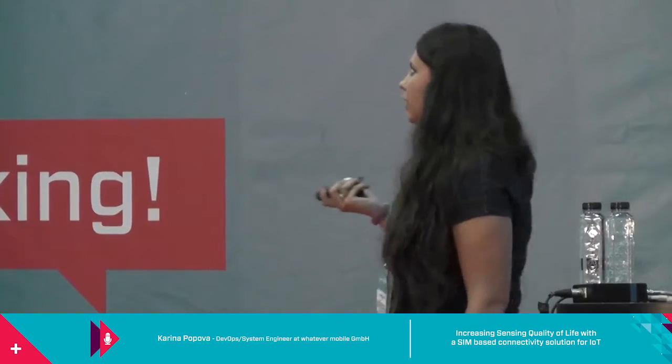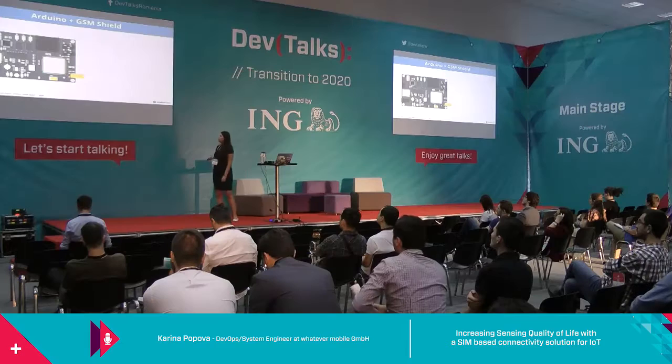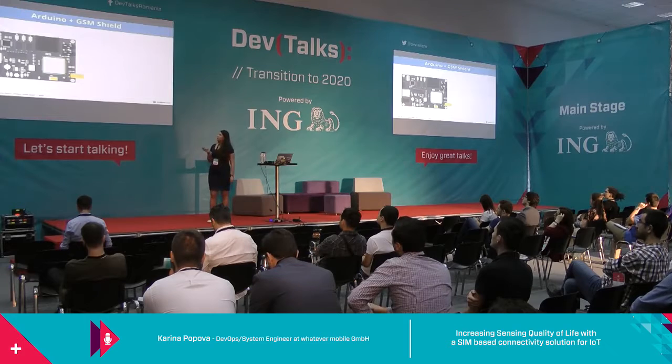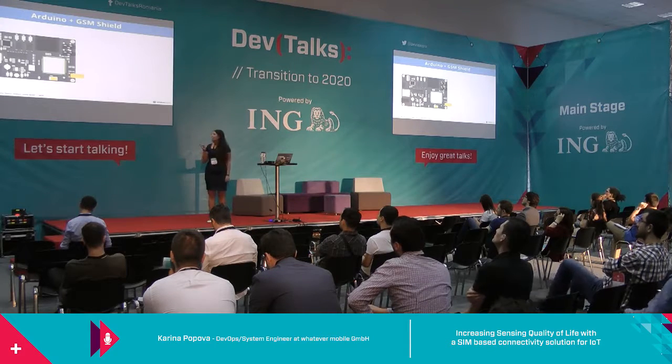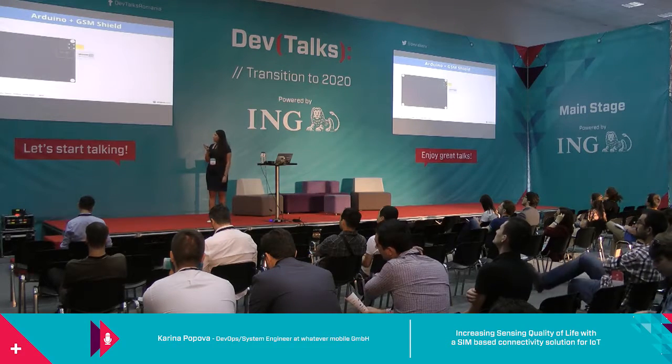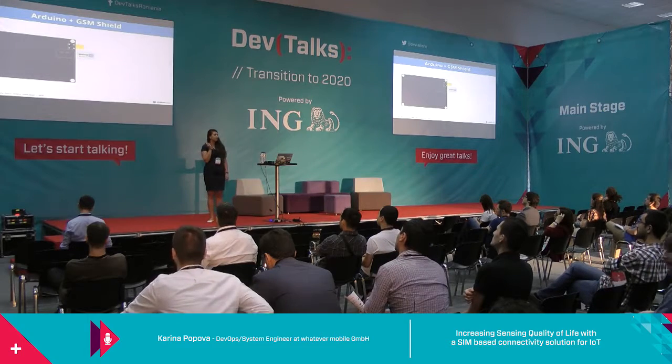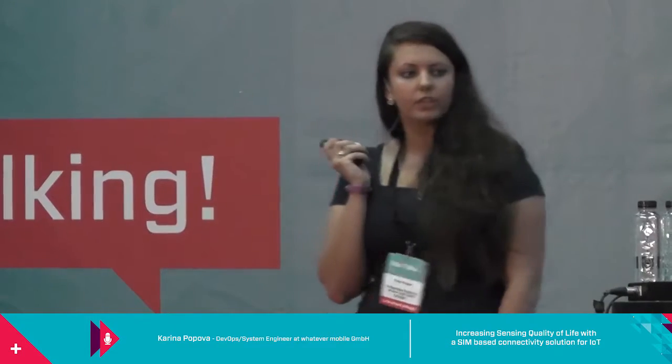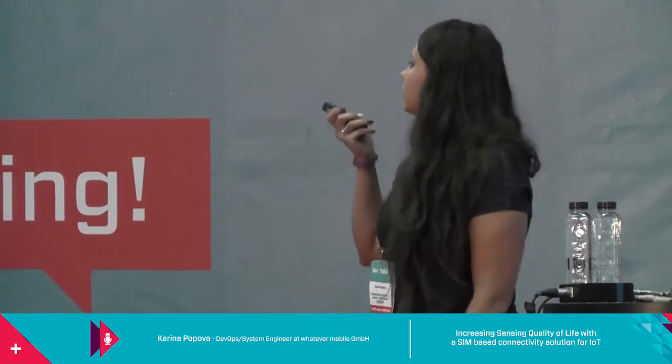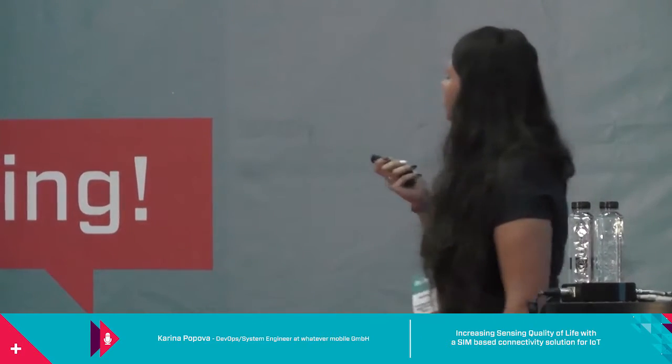So basically what we are proposing is to use an Arduino with a GSM Shield, which, when you put a Wherever SIM inside, gives you great functionality. You can use it for any IoT solutions.